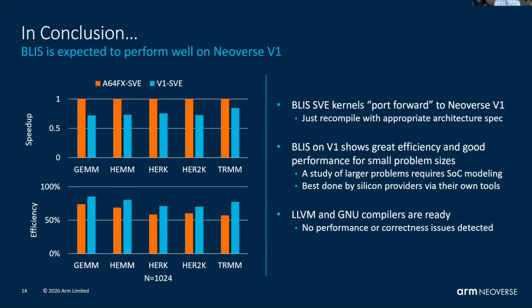Also very encouraging to see the current state of the LLVM and GNU compilers for the BLIS kernels that do rely on the compiler for performance. No performance or correctness issues that I could see. Everything looked great. This suggests strongly that a lot of codes using BLIS will do well, and codes that use their own implementations of numerical algorithms will do just fine as well. So I think the V1 is looking pretty good here.